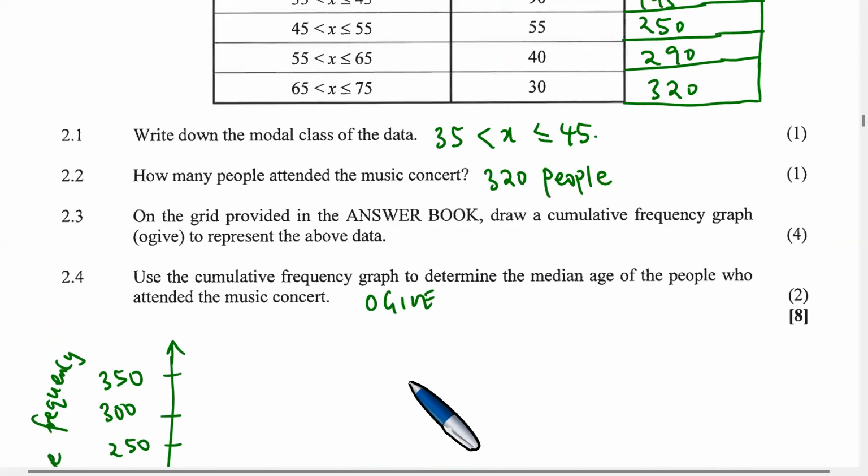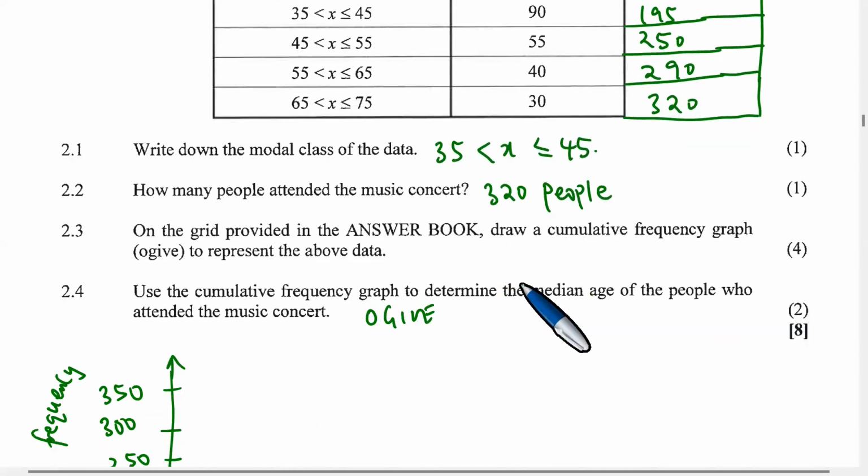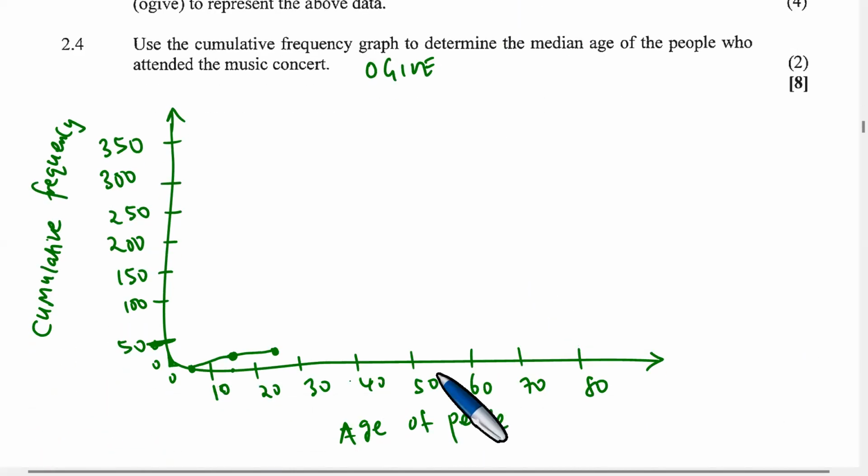After 25, you have 35. That goes with 105. So you have 35, it goes with 105. 35 is somewhere here, it goes with 105, and 105 is slightly above 100. Just like so.